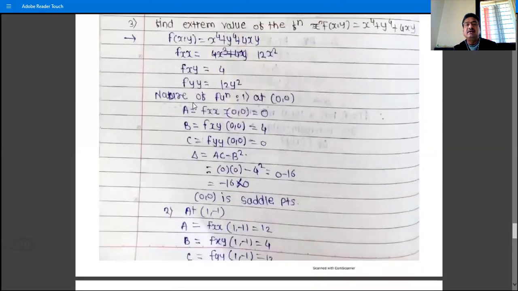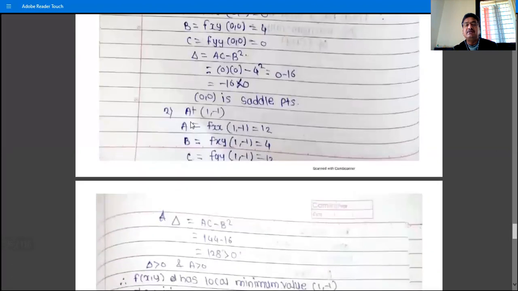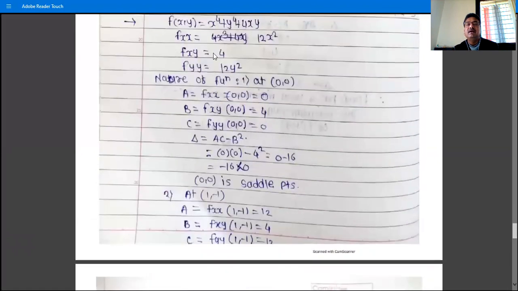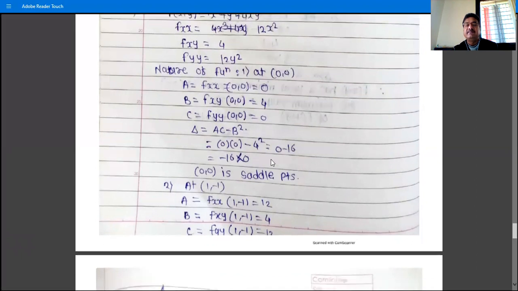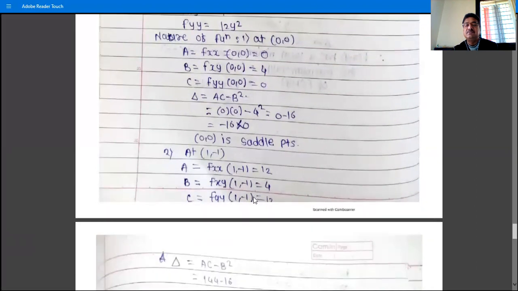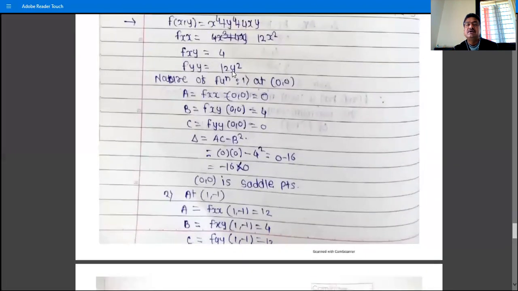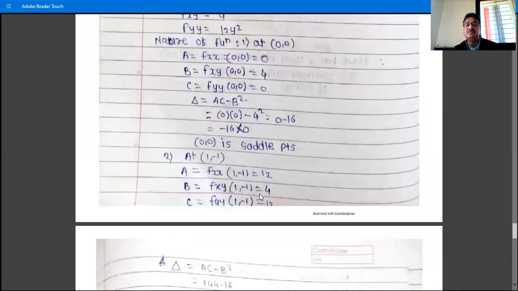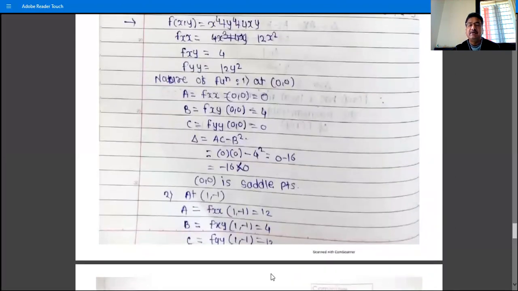And then the nature of the function at point number 2, at the point (1, minus 1). Then capital A, fxx at (1, minus 1): fxx is this, substitute x as 1 and y as minus 1. We have the answer 12. Fxy at (1, minus 1) is 4 and fyy at (1, minus 1). So fyy is 12y square. Substitute y as minus 1, but minus 1 square is plus 1. So we have the answer 12.